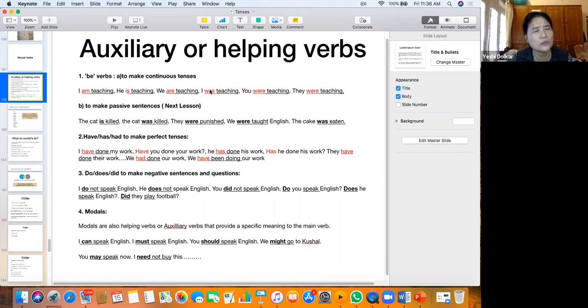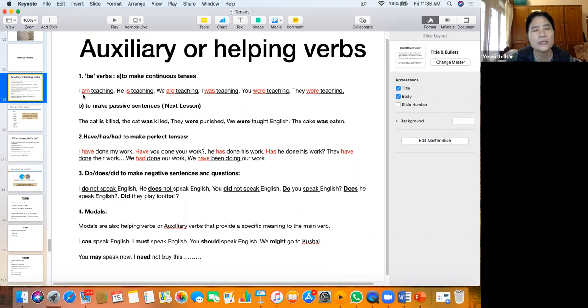Or that is called the auxiliary verb, or it's also called helping verbs. So if you look at this over here, be verbs are very common helping verbs. Be verbs: is, am, are, was, were. For example, I am teaching.